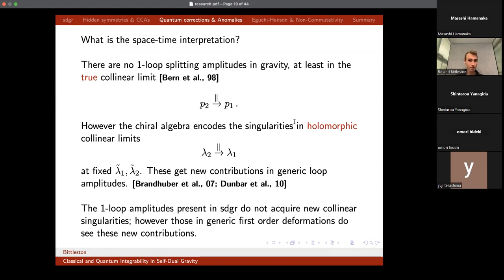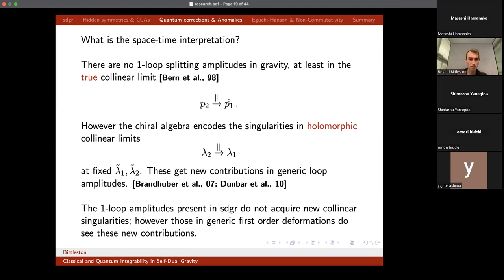Surprisingly, that isn't true. It's a remarkable fact that there are no one loop splitting amplitudes in gravity. But the difference between that result and what we're seeing here is that there are no one loop splitting amplitudes in the true collinear limit. The true collinear limit means that we take one of the momenta and take it to be proportional to the other momenta. This seems to make sense.